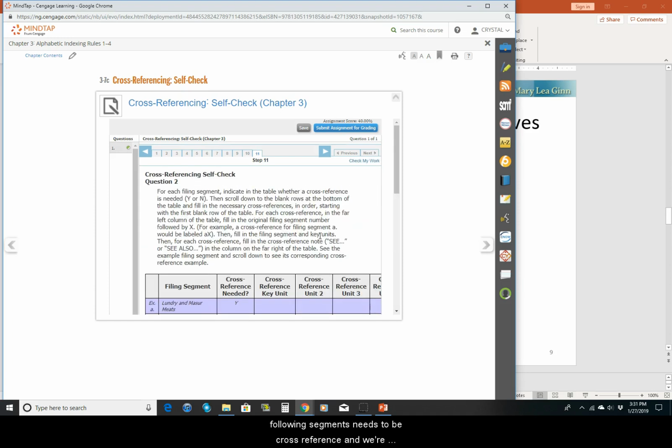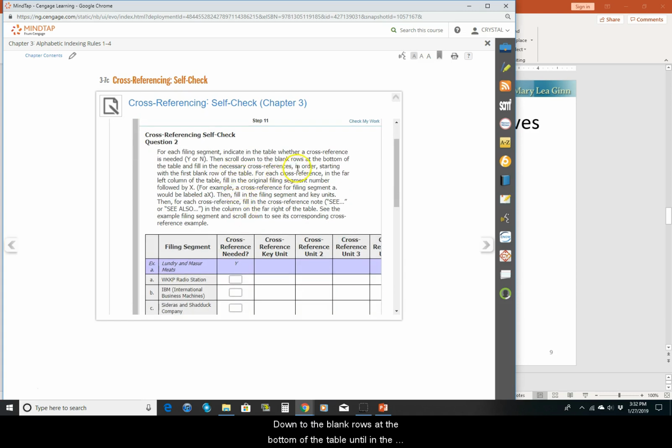filing segments need to be cross-referenced, and we're actually going to cross-reference them. So be sure that you read your instructions for each of the filing segments, indicate in the table whether a cross-reference is needed, yes or no. Then scroll down to the blank rows at the bottom of the table and fill in the necessary cross-reference, starting with the first blank row on the table. For each cross-reference in the far left column of the table, fill in the original filing segment number followed by an X. For example, a cross-reference for filing segment A would be labeled AX.